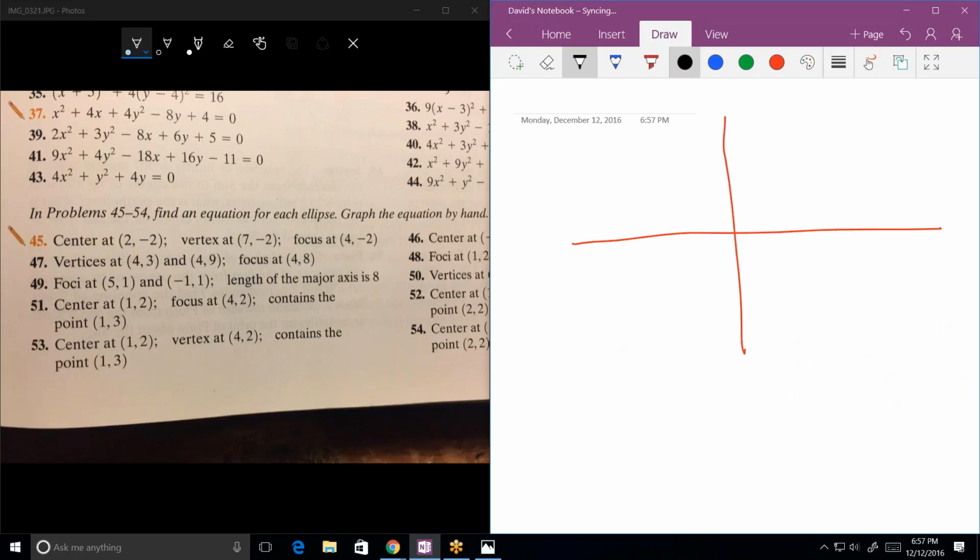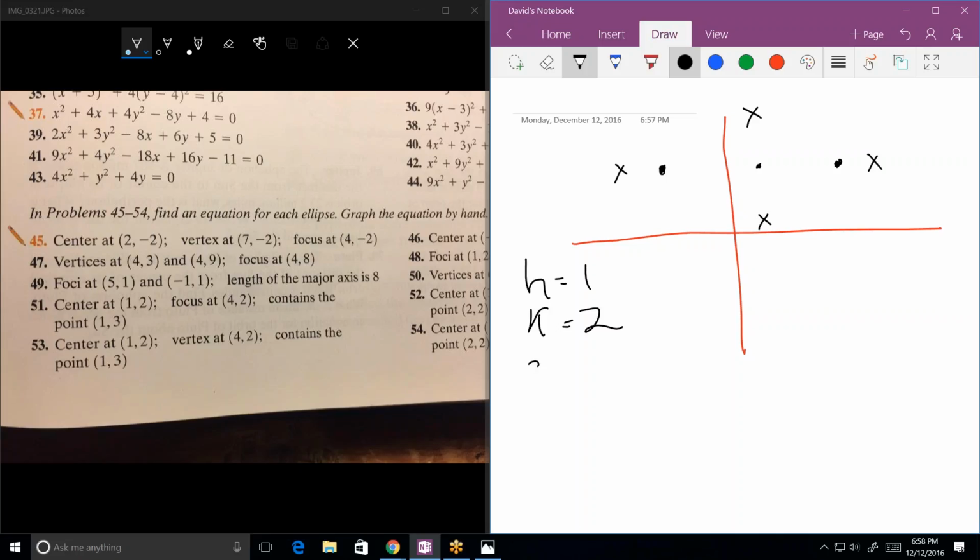Center is at 1, 2. We have a focus at 4, 2. What kind of ellipse is this? It's going to be horizontal. So that's one focus. I know there's another focus over here, and there's a vertex there somewhere, and there, and I'm not sure which side of the x-axis it is, but there are my 7 points. So h and k are what? h is 1 and k is 2.